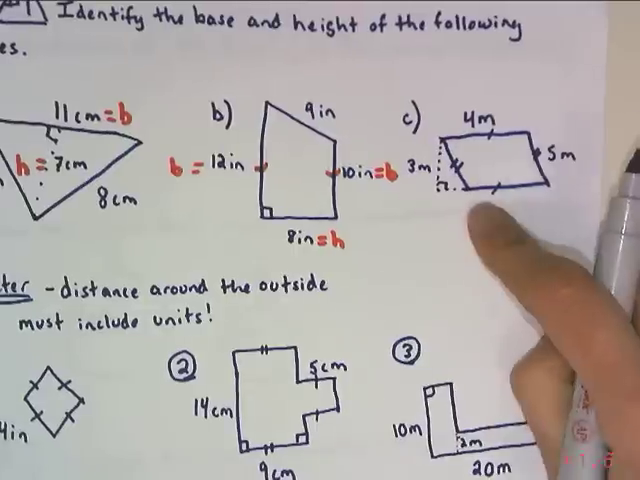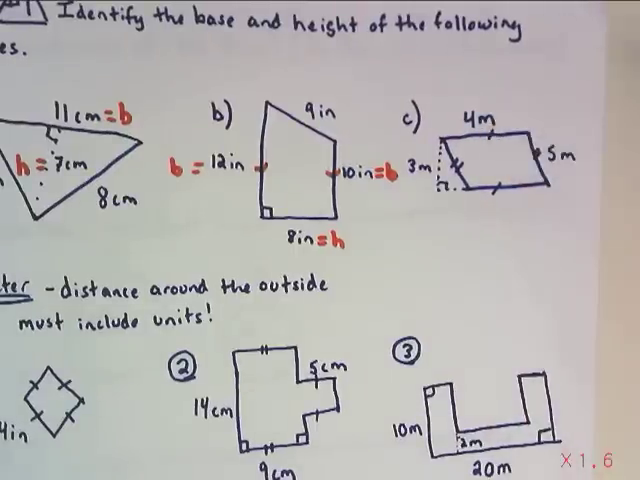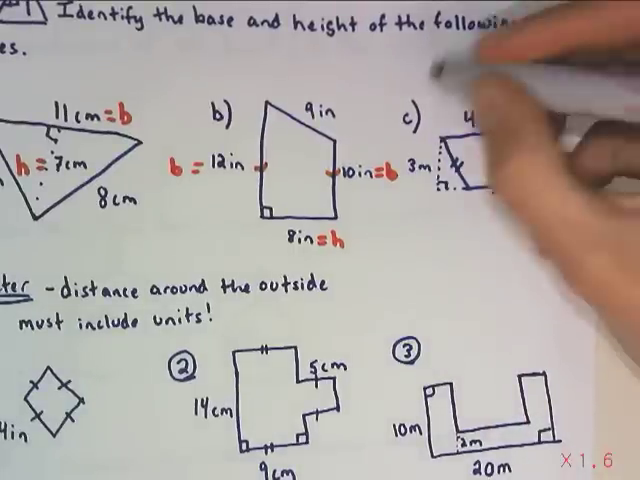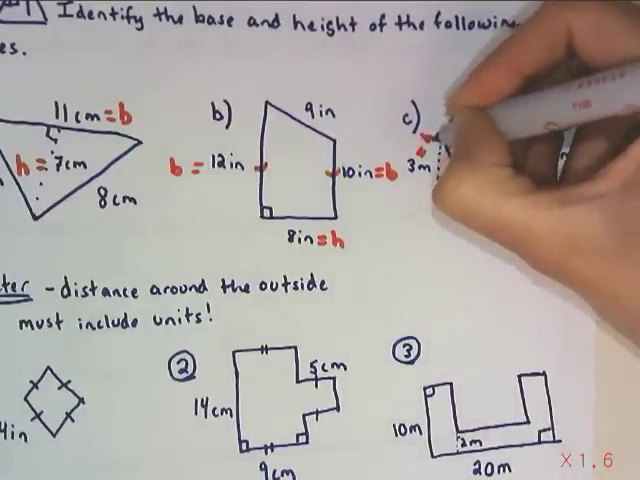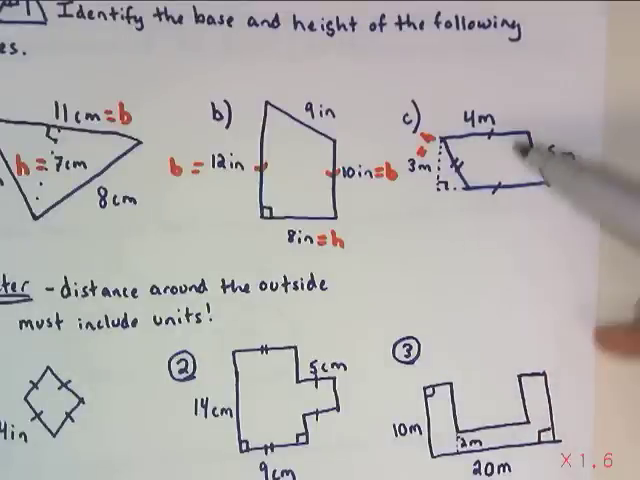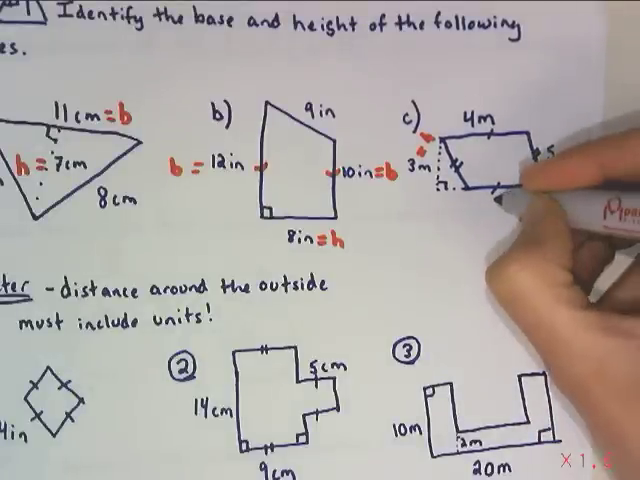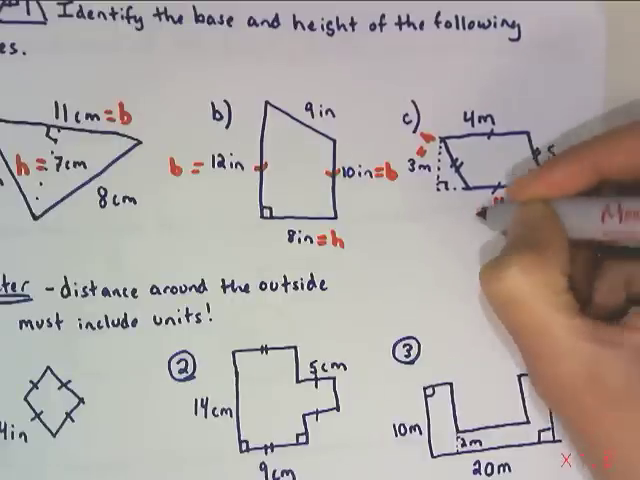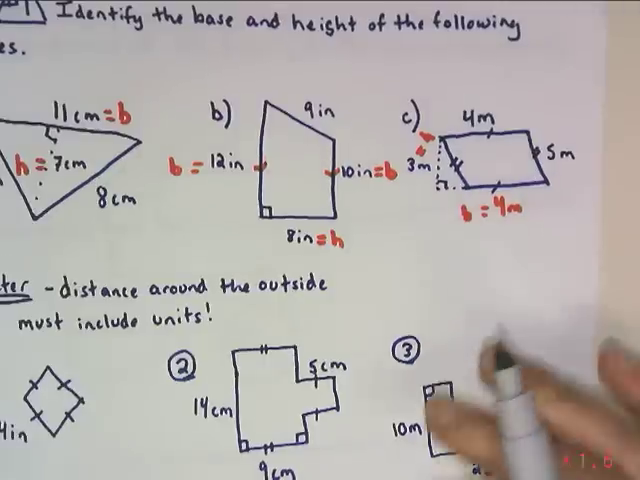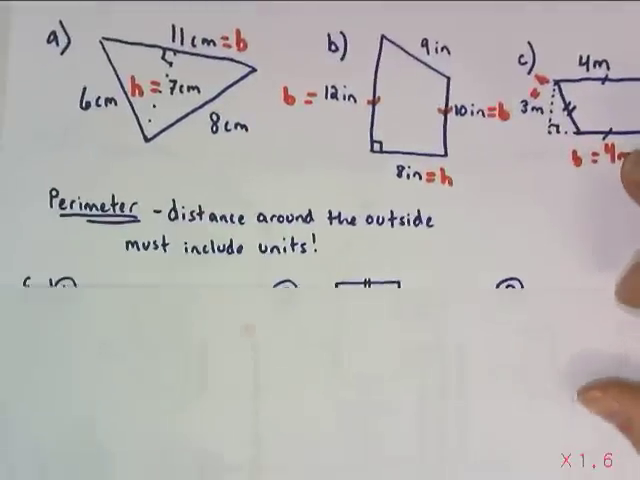On the last one, we're looking at a parallelogram that has an external height here of 3. So 3 meters would be our height. And because it is perpendicular to 4, so if the top segment is 4, the bottom is also 4, 4 would be our base. So base and height have to be perpendicular.